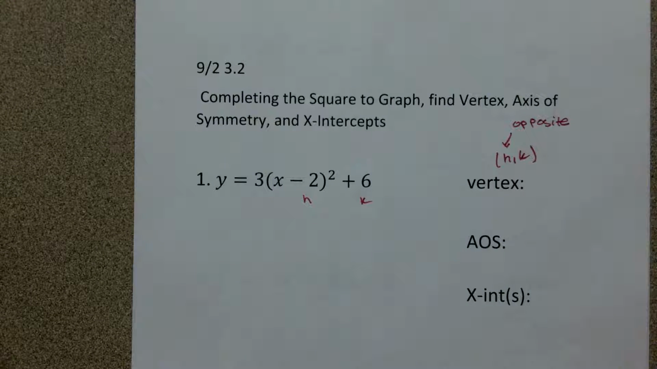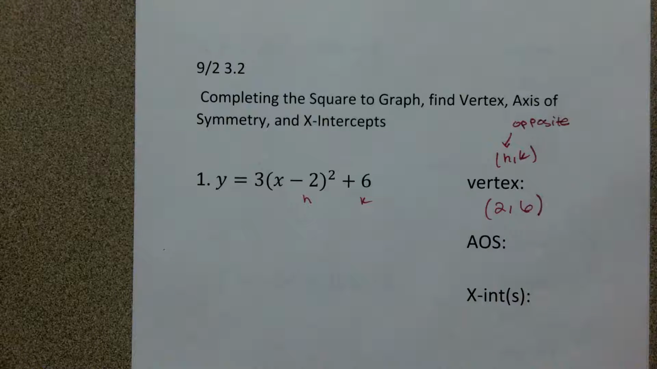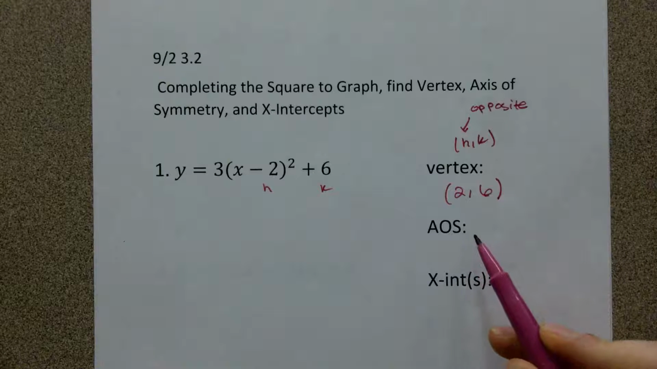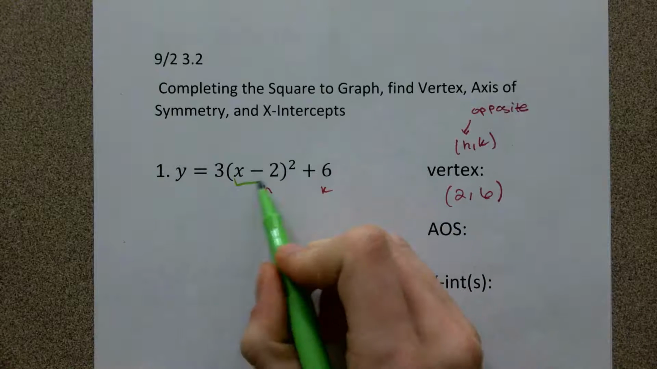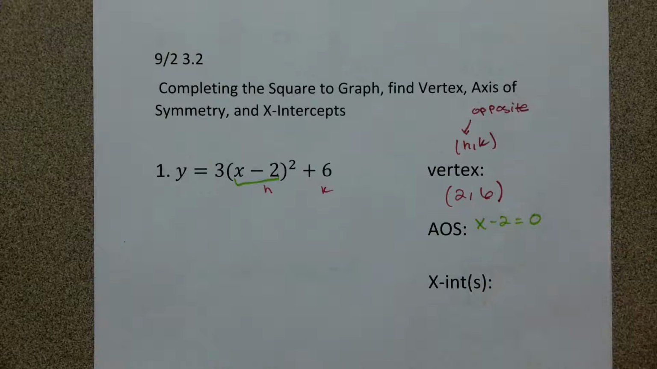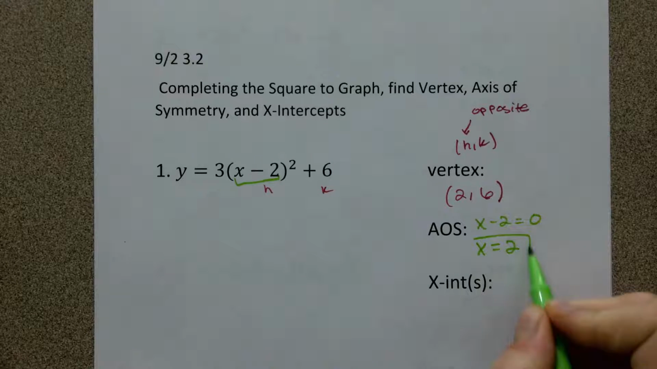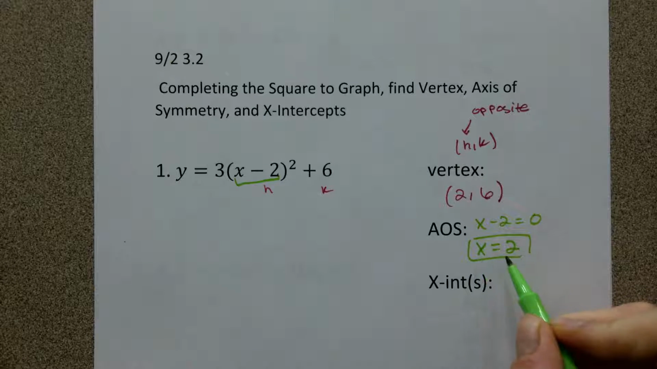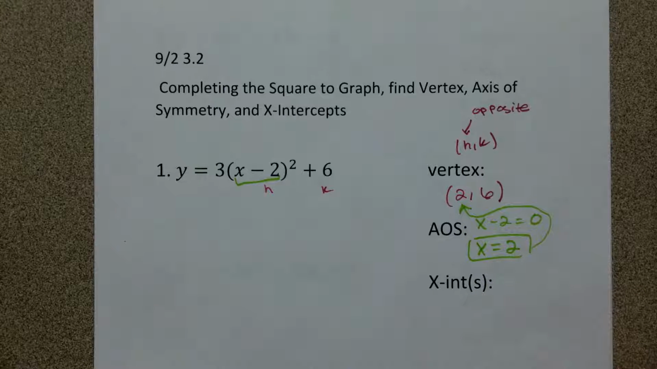Okay, so just looking at this, we know that our vertex is 2, 6. You guys have done this. Our axis of symmetry is what is in our brackets. So x minus 2 set equal to 0, and then we solve for x, so x would equal 2. Always write it as an x equals, okay? It's also always going to be our x value in our vertex.